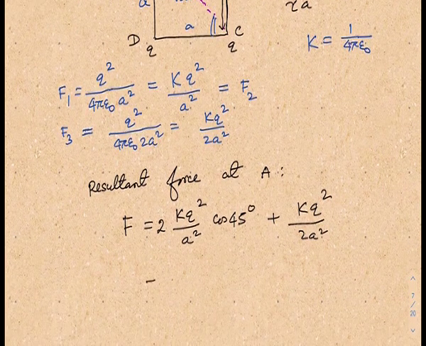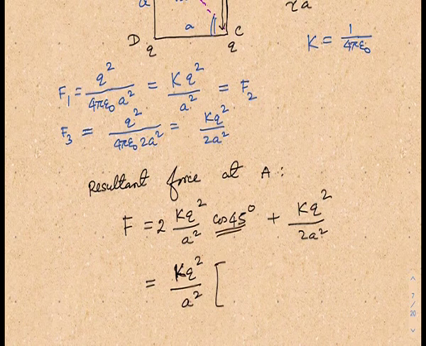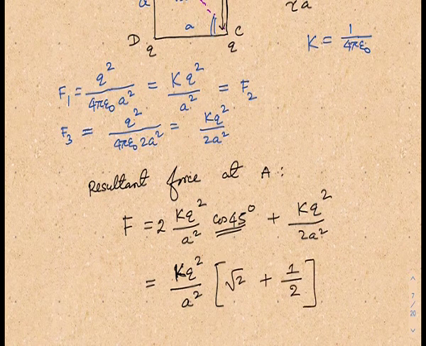So I can write down the expression now as KQ square by A square, and cos 45 degree is 1 by root 2, so this is 2, so it is root 2, and then I have here a half. So that would be my force.